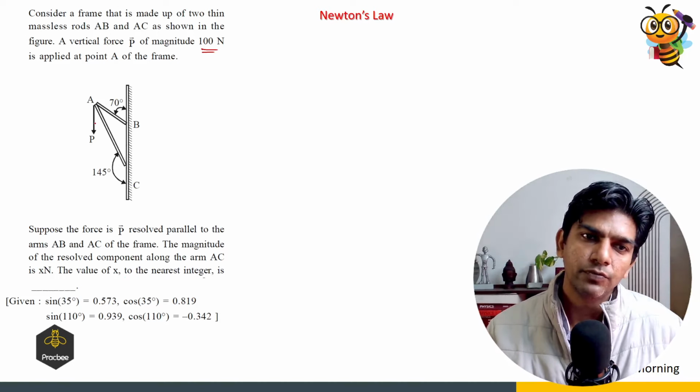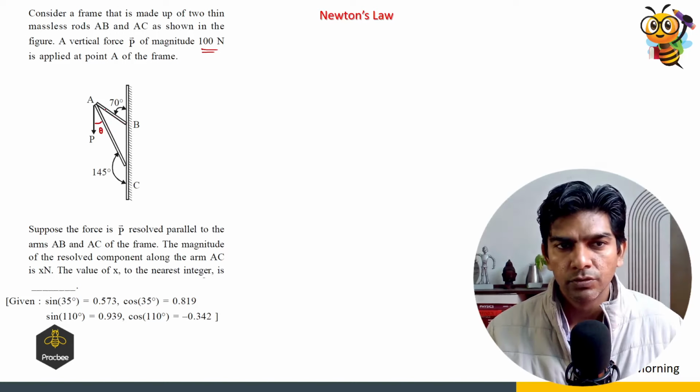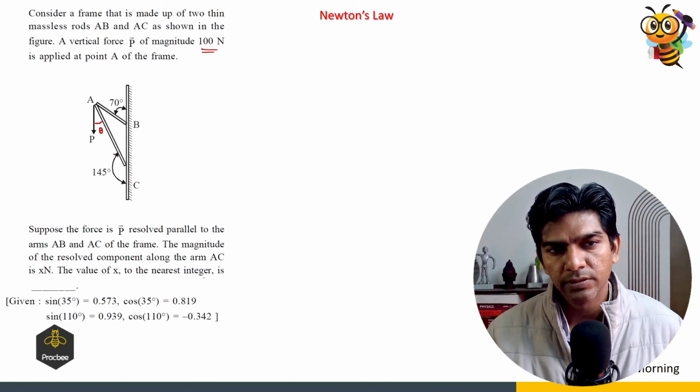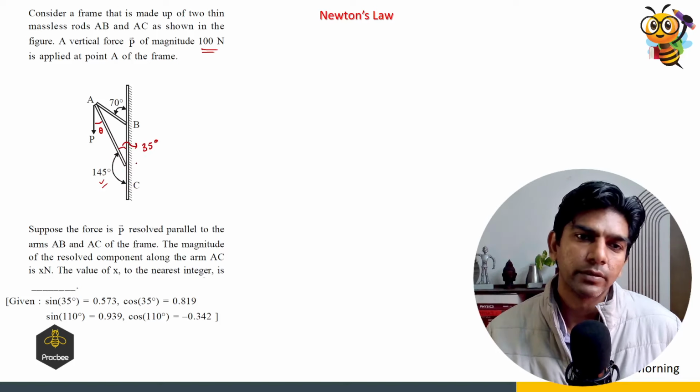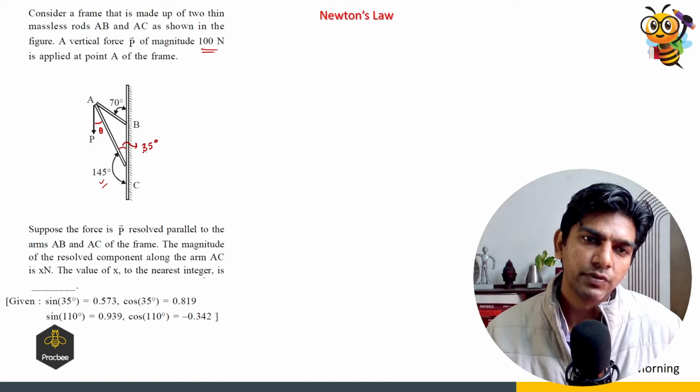For that we need to find this angle, right? Let us say this angle is theta, right? So in this triangle, this angle is 45, so we can say this angle will be 35 because they are forming a linear pair. So 145 plus 35 is 180. Now 70 is the exterior angle for this triangle. So we can say this angle will be 25.